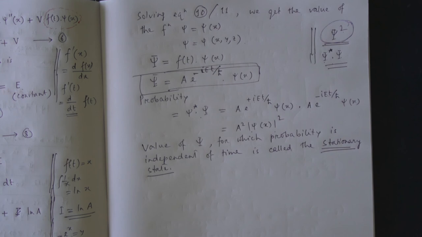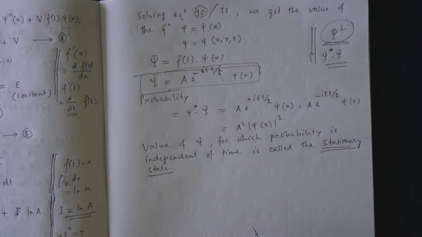So we have discussed up to this part. Now let us stop here. Next time we will discuss well-behaved functions, then we will solve some problems, then we will talk about normalization, orthogonality, orthonormal functions, and again we will solve some problems. Okay, now let us stop here today.